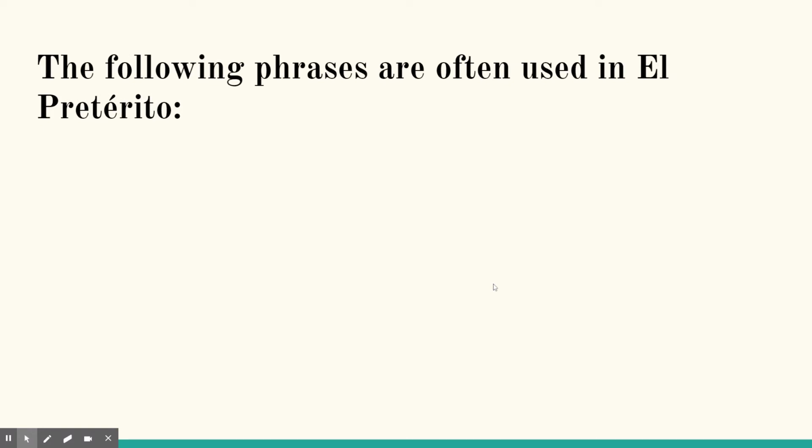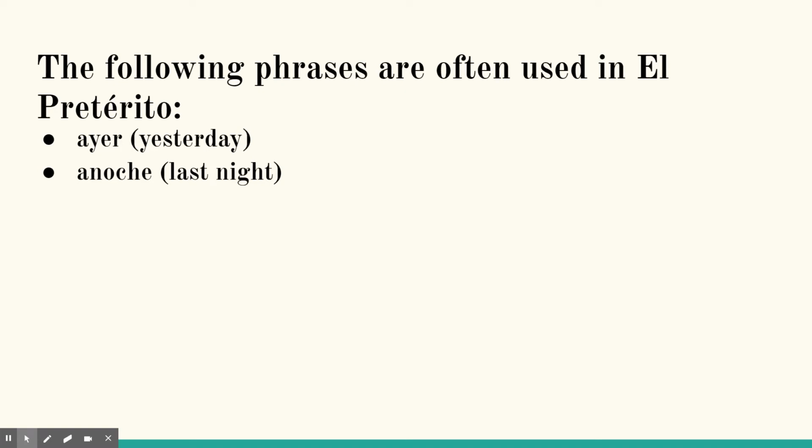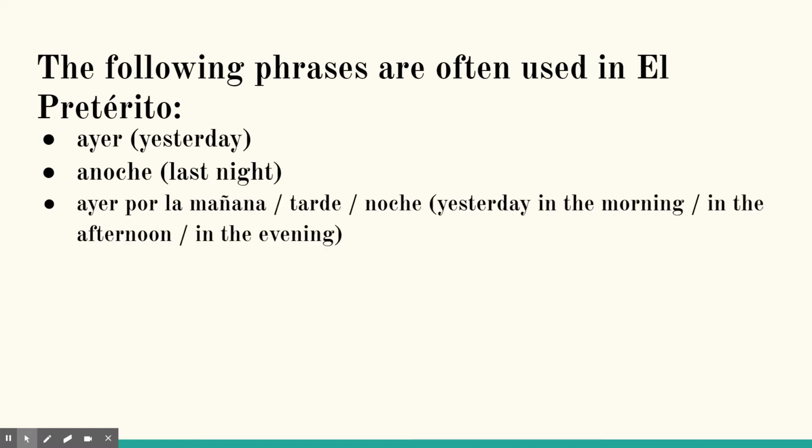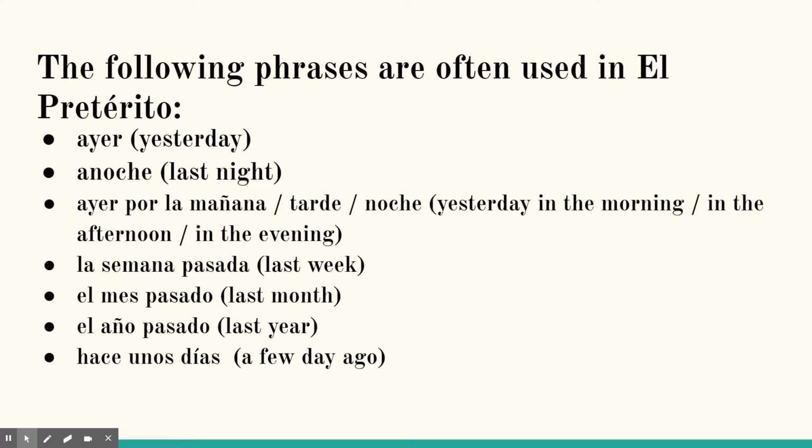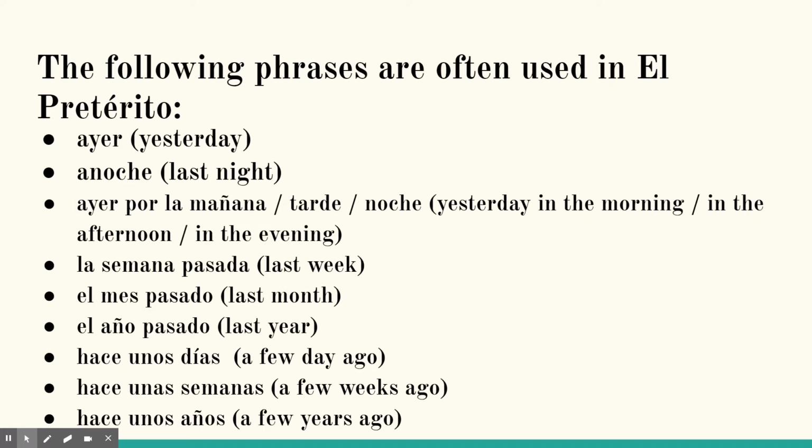And many times, the preterite is often used with the following phrases. Number one, ayer, anoche, ayer por la mañana, ayer por la tarde, ayer por la noche, la semana pasada, el mes pasado, el año pasado, hace unos días, hace unas semanas o hace unos años.